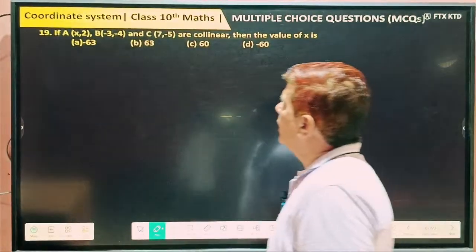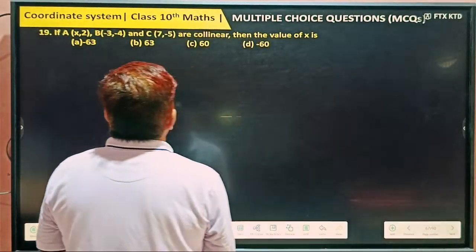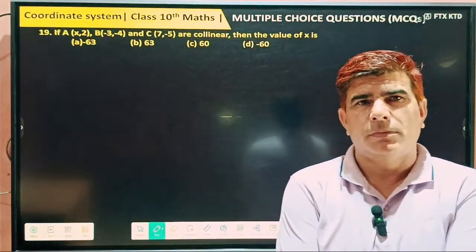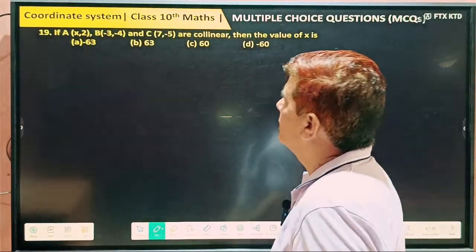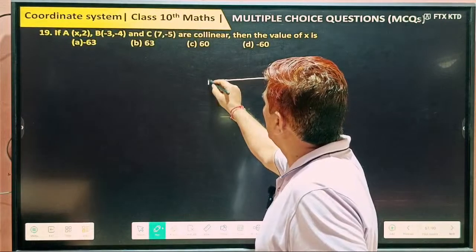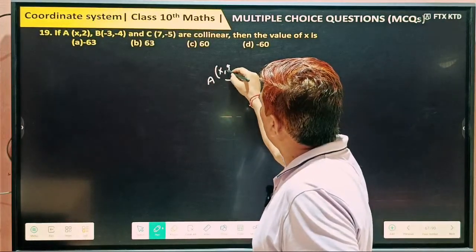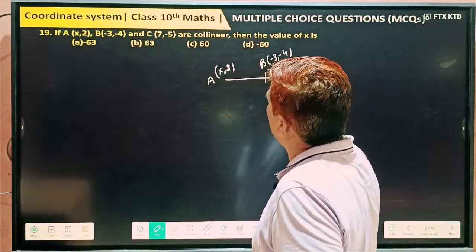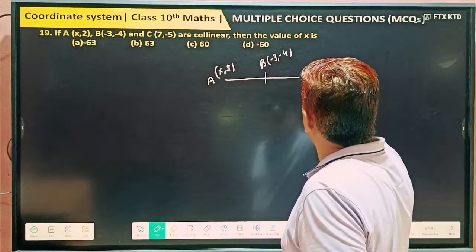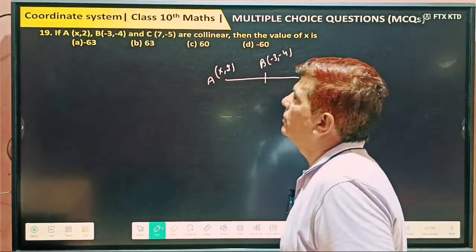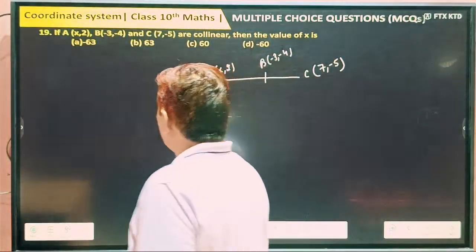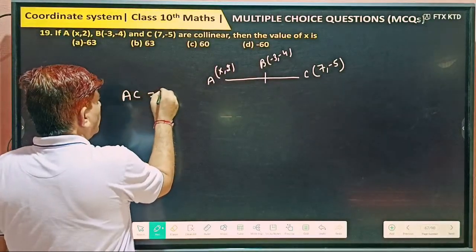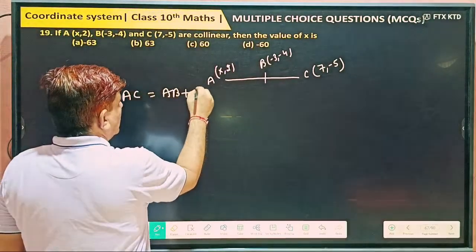19. If A, B, C are collinear, collinear meaning lying in one line, then find the value of x. A has coordinates (x, 2), B has coordinates (-3, -4), and C has coordinates (7, -5). Since they are collinear, AC equals AB plus BC.